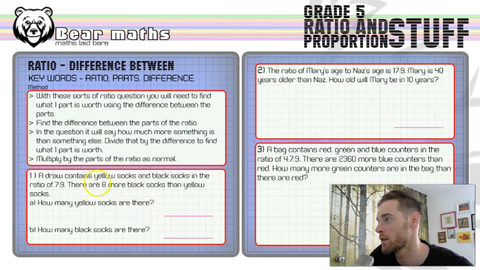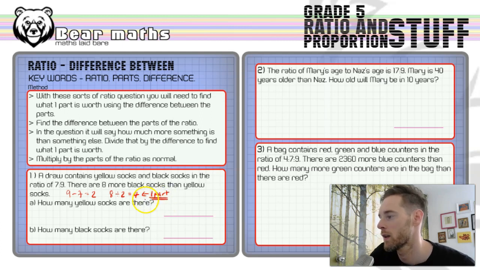All right, so this is a case of find the difference between the parts of the ratio. So that's going to be 9 minus 7 is 2. Okay, and then you're going to take the quantity, that's how many more there are, 8 more, and you're going to divide that by the 2. So 8 divided by 2 is equal to 4. All right, so that is what one part is worth. That's really important that you know that that's what that means.